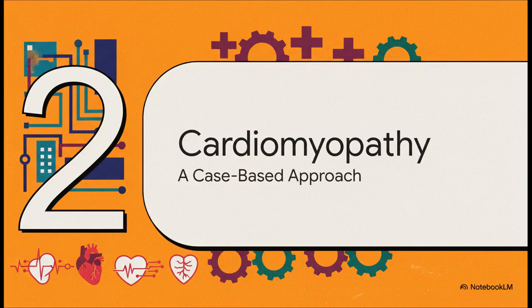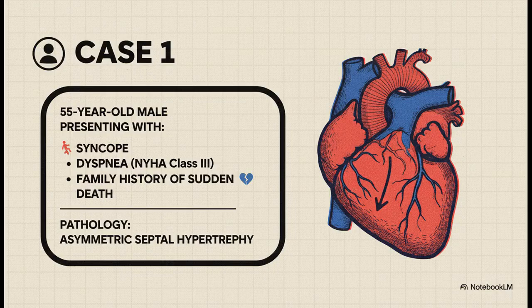Okay, so building on that foundation of heart failure, let's get into some specific cases. We're going to look at the three primary types of cardiomyopathy. I think this approach really highlights how we need to tailor our anesthetic strategies because each of these is a completely different pathophysiologic entity. So our first case is a classic HOCM presentation.